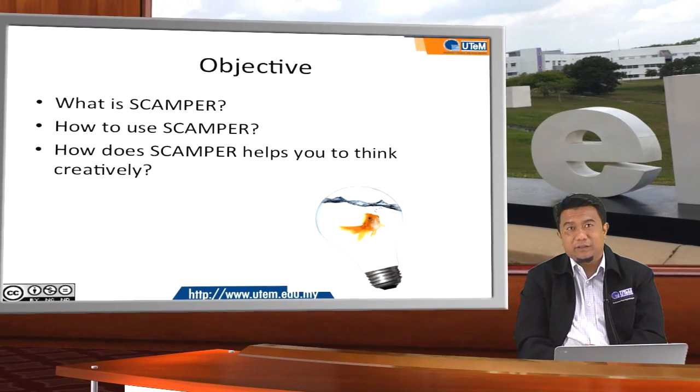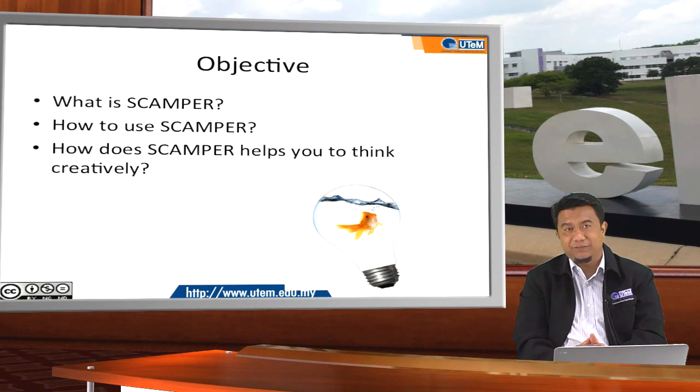Now, these are some of the objectives of this session. First, we will answer what is SCAMPER. Number 2, how do we use SCAMPER? And number 3, how does SCAMPER help you to think creatively?